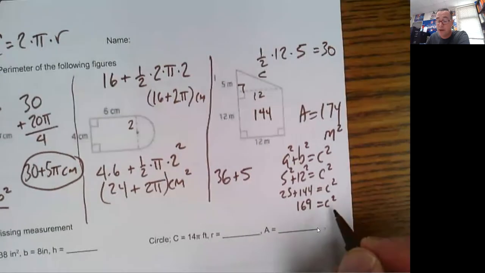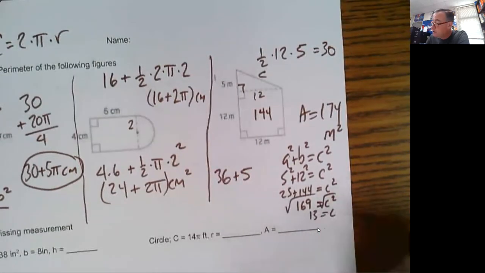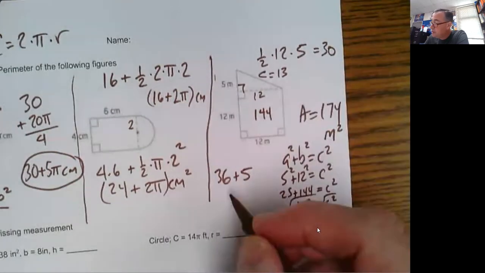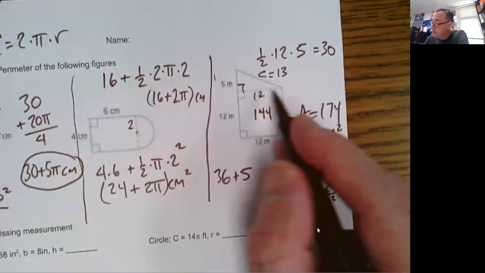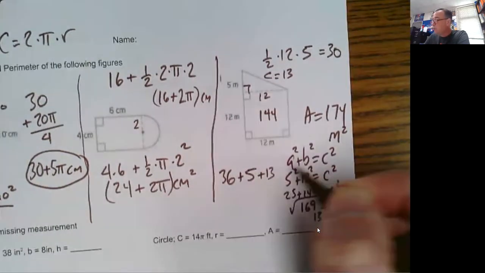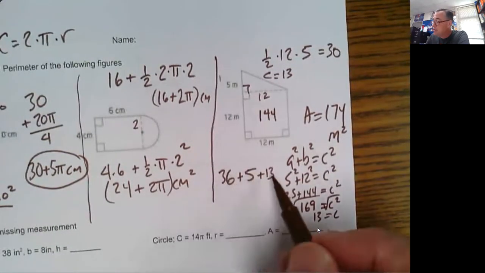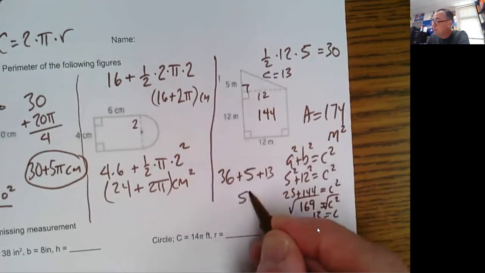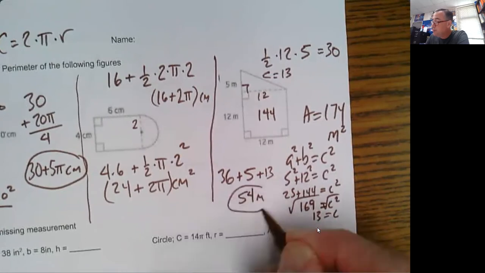The way you solve for squareds is by taking the square root of both sides. So c is going to equal 13. So this one right here is 13. So 36 for these sides, 5 for that side, and 13 for the diagonal is what we're going to get. So if I add this together, 36 plus 13 is 49, 50, 51, 52, 53, 54. This will be 54 meters is the perimeter there.